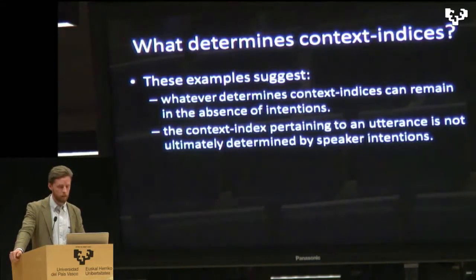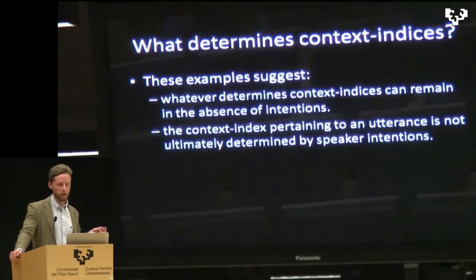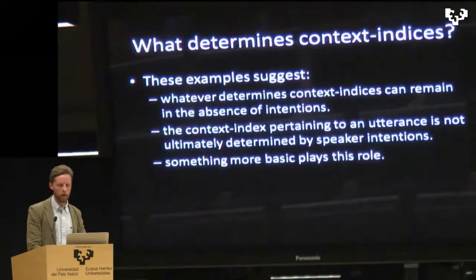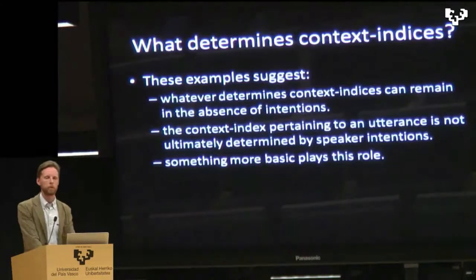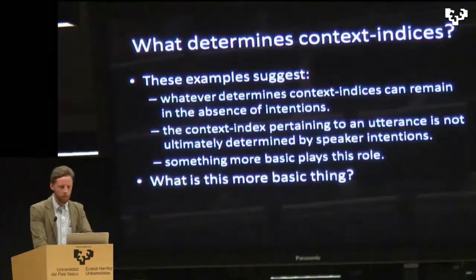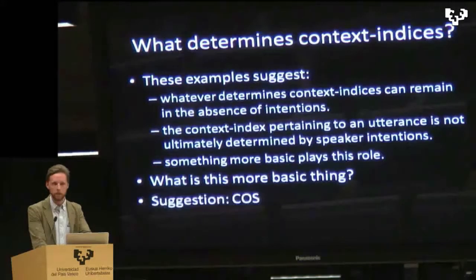So the idea is that a context index can pertain to an utterance even if there is no intention at all on the part of the speaker of the relevant kind. And if that's right, we need to have something else that plays this role. I'm assuming that it is something more cognitively basic. And what is this more basic thing? Well, my suggestion is that it's a conception of a situation. Okay.